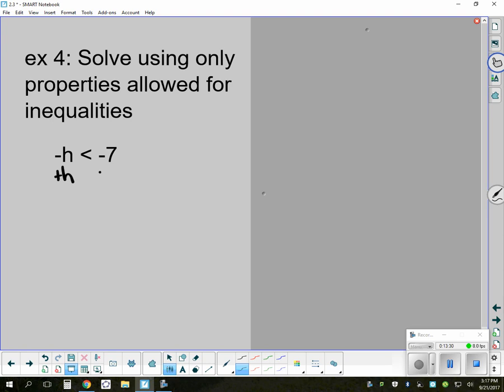Well, we could add it on the other side. Negative h plus h, then that would cancel, and if everything cancels, you'd have a 0. We get 0 is less than negative 7 plus h, not like terms, so we don't combine them. And then we would add 7 on the other side. We get 7 is less than h.